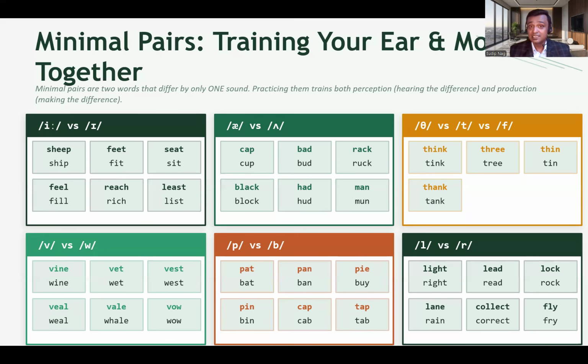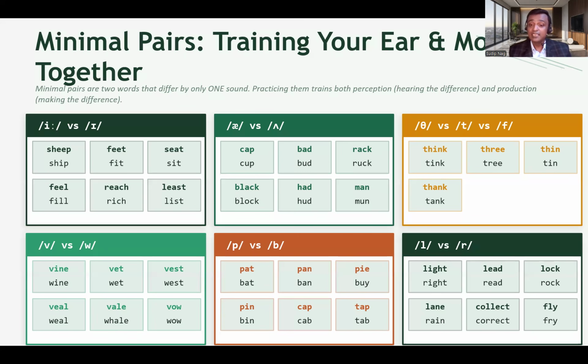Pat, hat, and bat. So you see the difference. Pat, bat, louder, right? Pan, ban, pie, buy, pin, bin, cap, cab, at the back, tap, dab. You can see the difference, a clear difference.